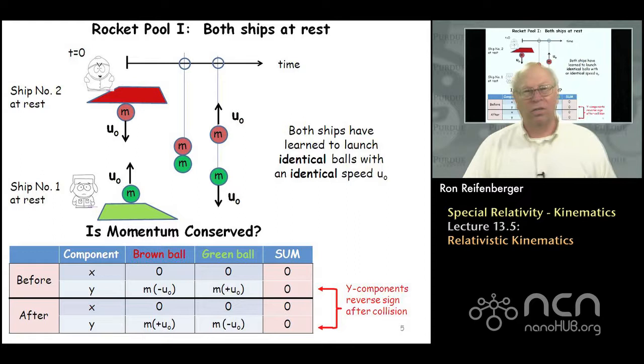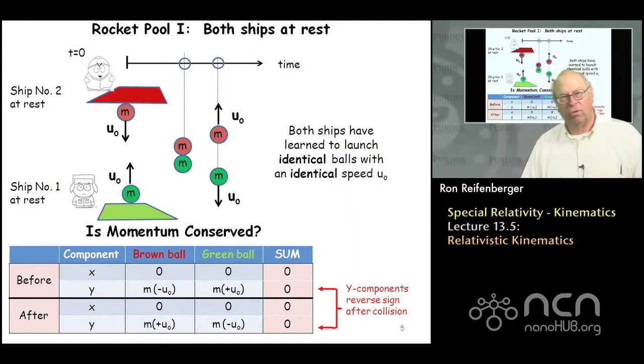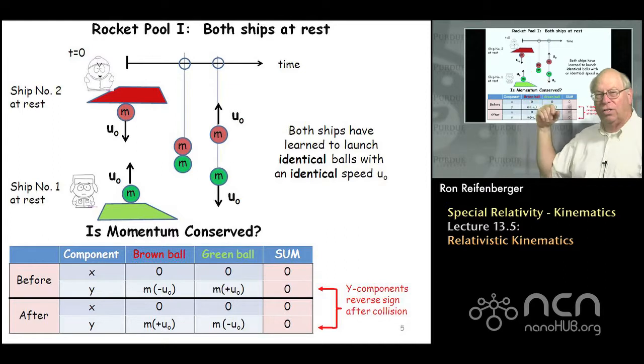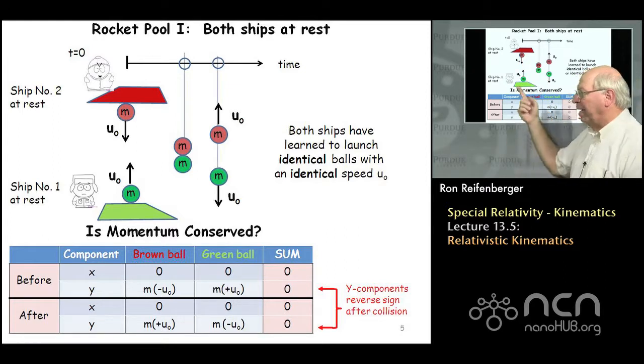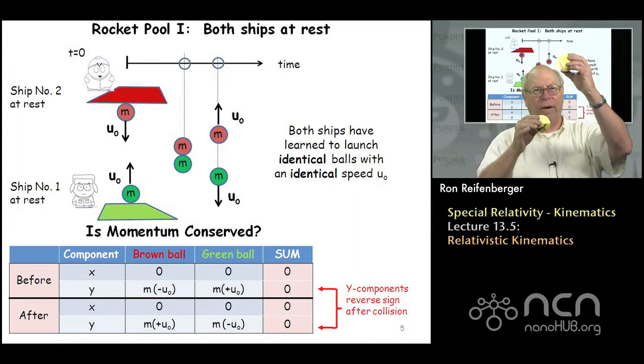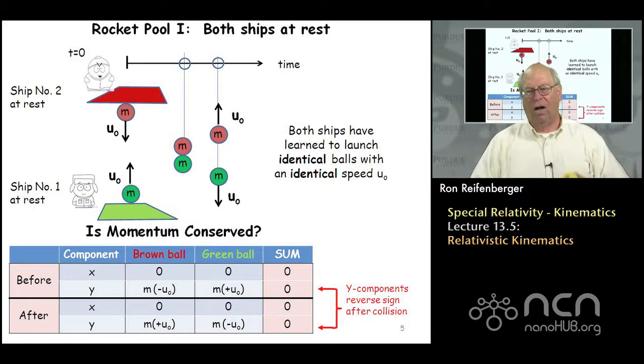So the first one is a very simple experiment to follow. All the experiments I'm going to describe are based on this premise of 2 rocket ships. I'm going to have a green rocket ship and a brown rocket ship. These 2 rocket ships have practiced launching masses. Each mass is identical, and we imagine these are the 2 masses that these rocket ships are going to launch.